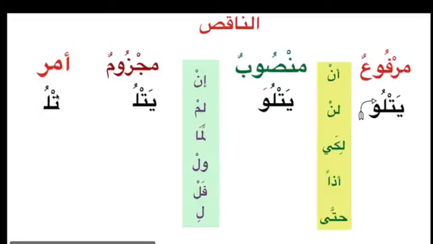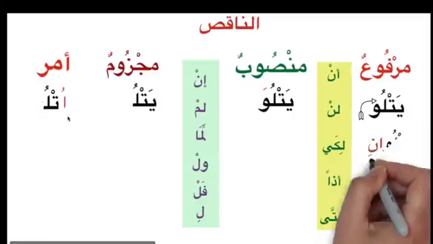So we need hamzatul wasl. We are aware that when it is dhamma, the hamzatul wasl will have dhamma. So it will be utlu. So that will be utlu. This is how a naqis will be in the marfu, mansoob and majzoom form, and in the amr form.